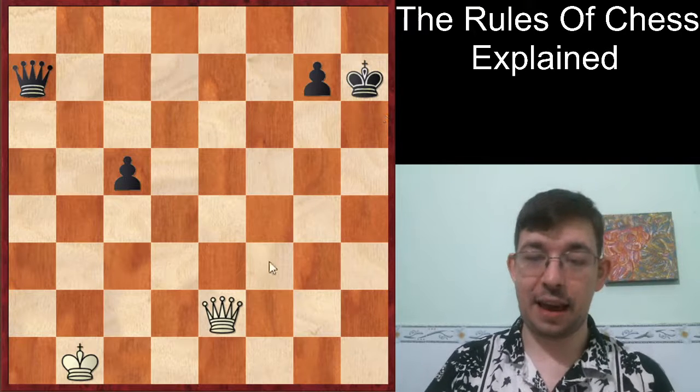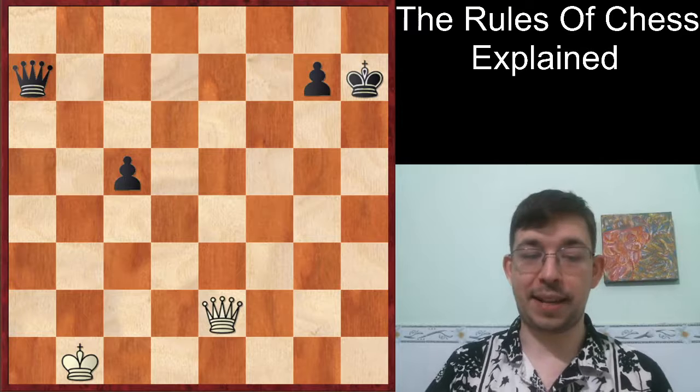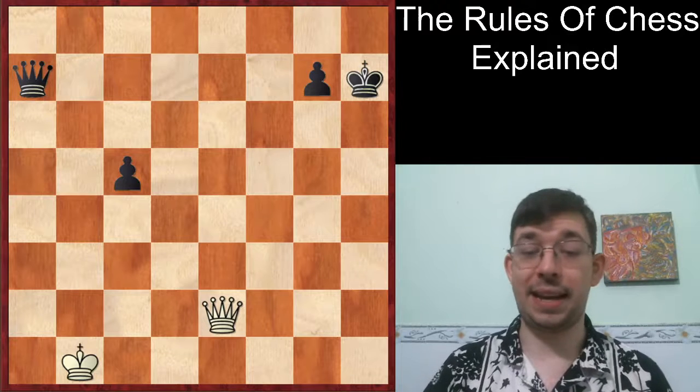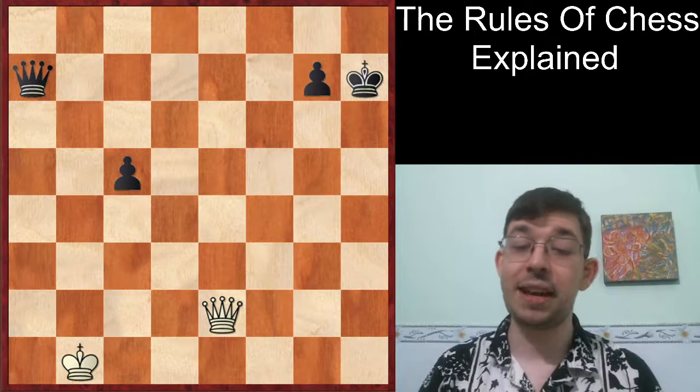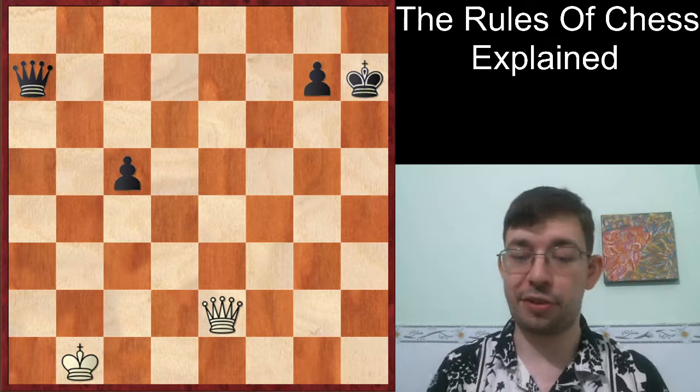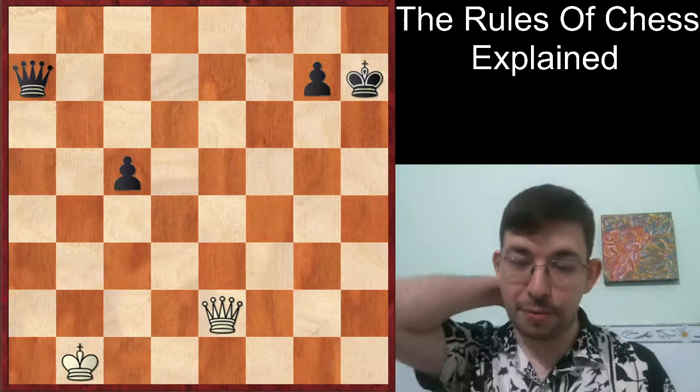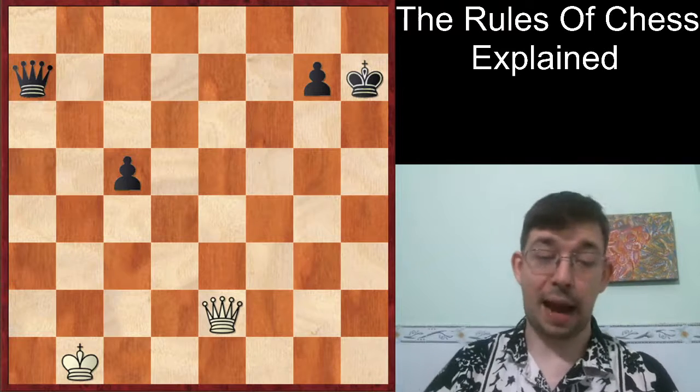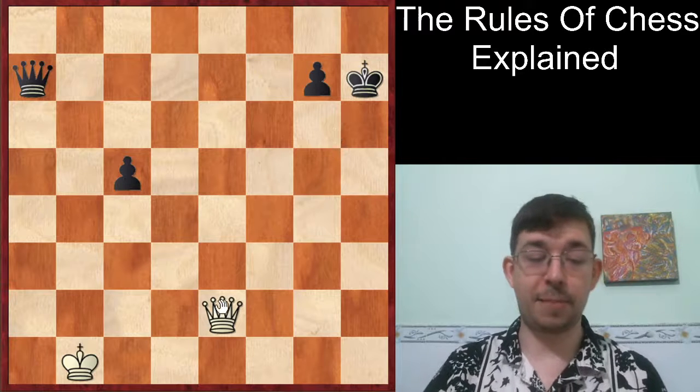So basically, a draw by threefold repetition is when the exact same position, that is the exact same pieces on the same squares, with the same side to move in each of those three positions, and also the same available moves for both sides. When all of that happens, the game ends in a draw by threefold repetition.